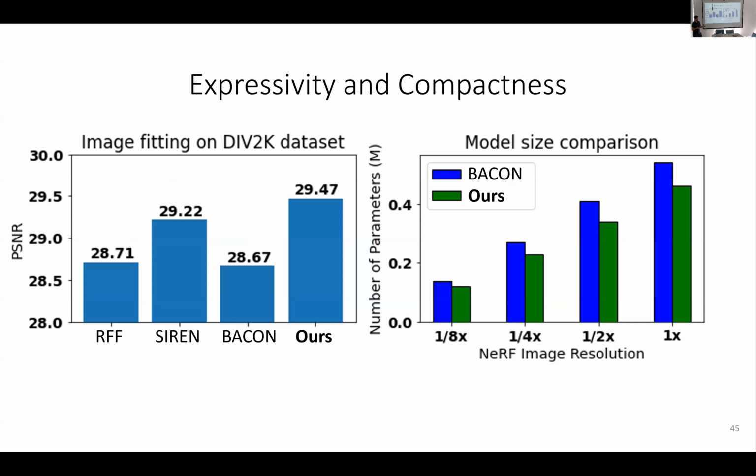Given those advantages, it's still important to retain the merits of neural fields. In particular, we want them to be very expressive and compact, and this is what we show here. The left bar chart shows that we can reach state-of-the-art performance on image fitting, so that means it's very expressive. On the right chart, we see that for this task we use a very small number of parameters, which means that it's very compact. At the same time, we still get the decomposition that I've shown.